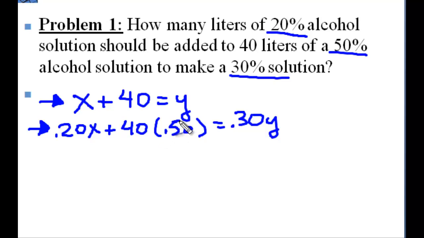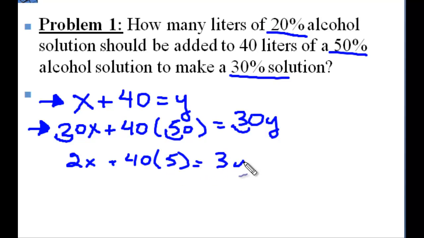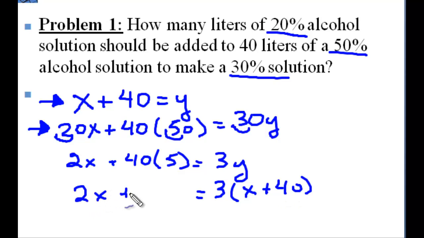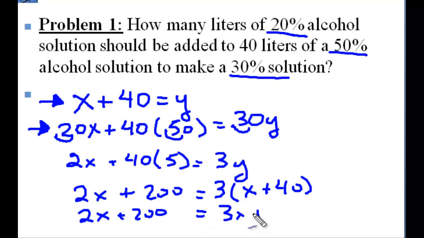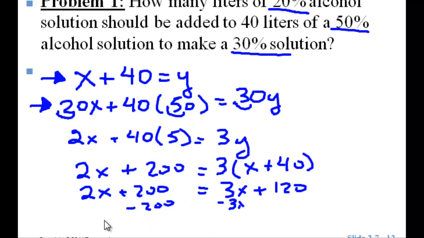Let's get rid of the decimals. Let's multiply everything through by 10 so that we'll get 2x plus 40 times 5 equals 3y. That's a little bit cleaner. We know that y equals x plus 40, so we will substitute in there: 2x plus 200 is equal to 3x plus 120. Subtracting 3x, subtracting 200, we get negative x is equal to negative 80, so x equals 80.